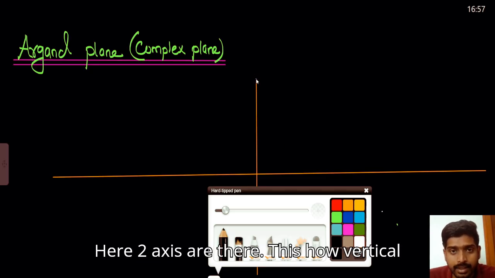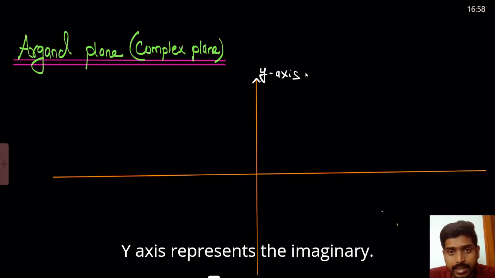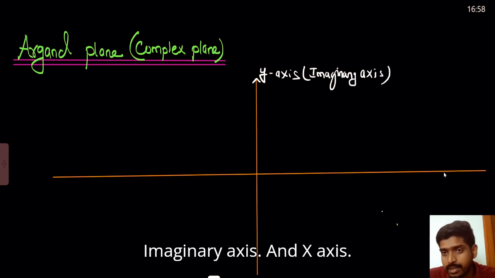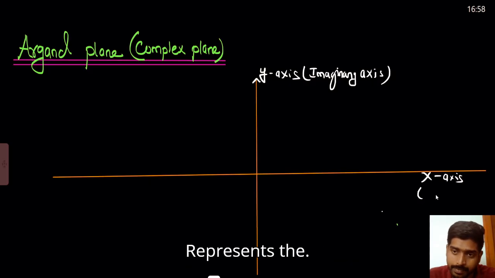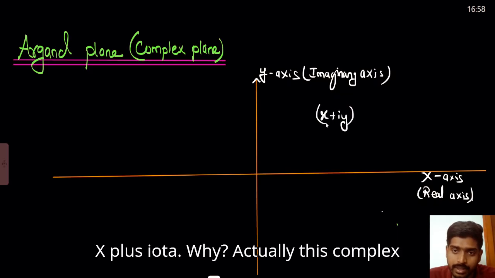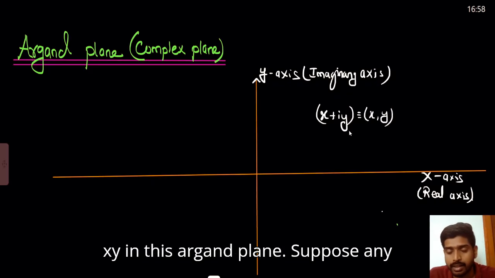Here, two axes are there. This vertical axis is the y-axis. Y-axis represents the imaginary axis. And x-axis represents the real axis. Suppose any complex number is there, x plus iota y. Actually, this complex number will be represented by the point x comma y in this Argand plane.